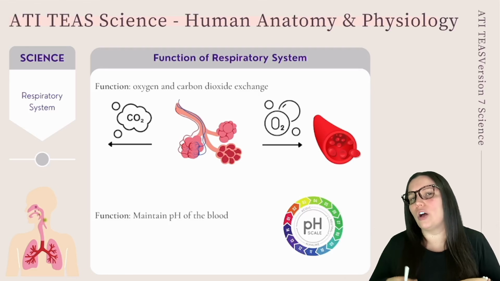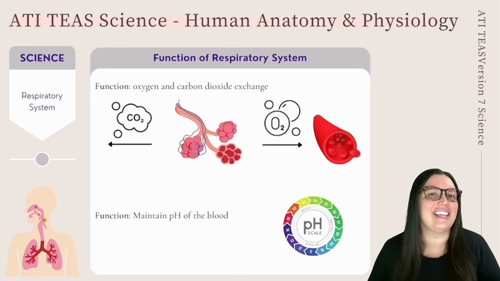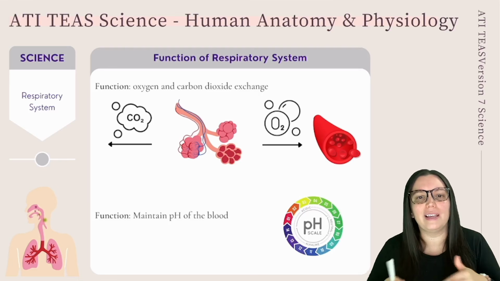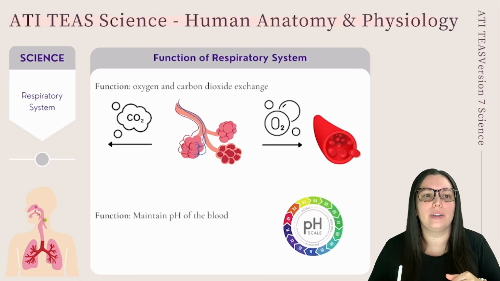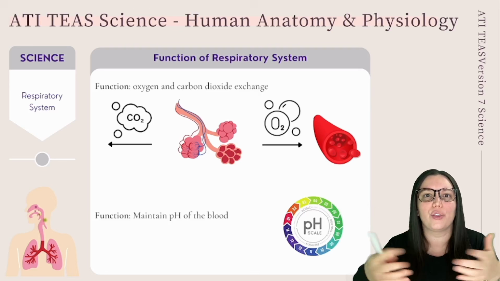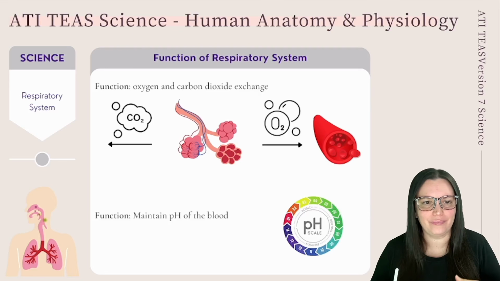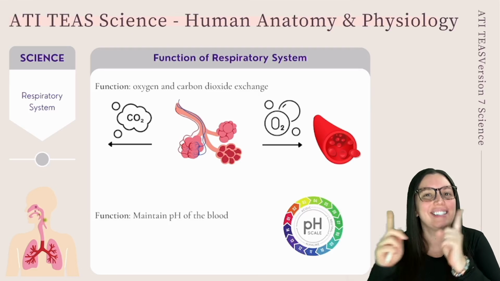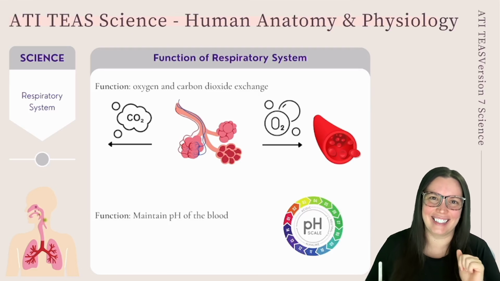The respiratory system is also responsible for maintaining the pH that's in the blood. This one's actually pretty cool. When the blood becomes too acidic, the respiratory system kicks into overdrive and removes that excess acid through our respiratory system. This is done by blowing off carbon dioxide, which is considered an acidic gas.